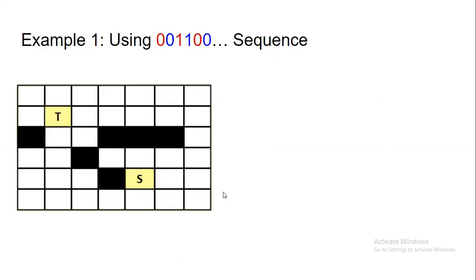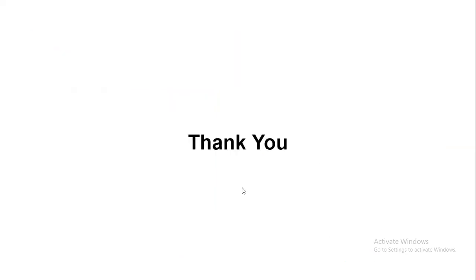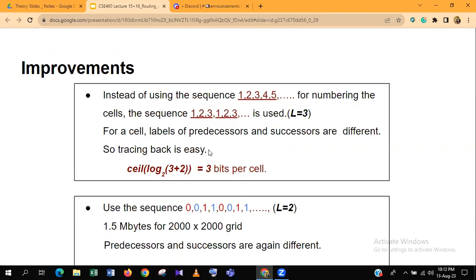In this case, we have to keep in mind what values we are putting, what values we are labeling, so that we can always backtrace. Something like this. Okay, thank you. That's our Lee's maze algorithm. So obviously the memory requirement is important.